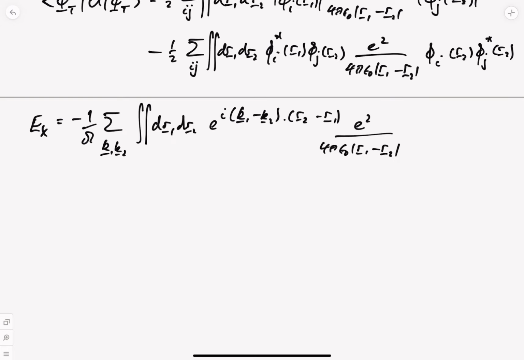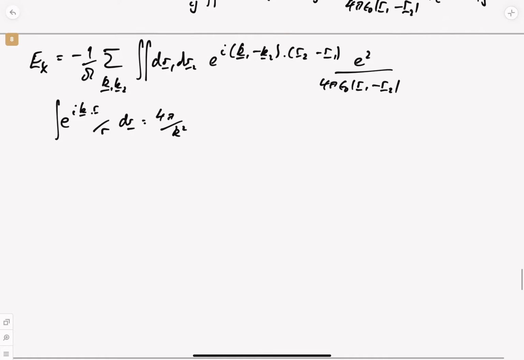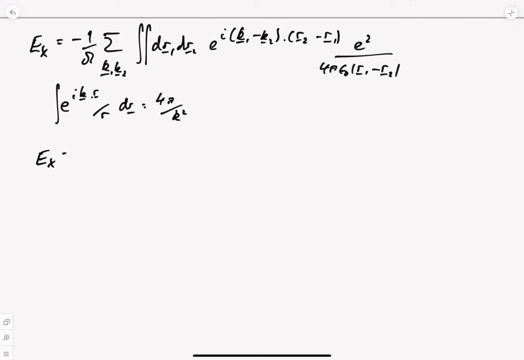We can evaluate the integral using a simple identity, which is that the integral of e to the i k dot r over r dr is equal to 4 pi over k squared. In which case we now find that the exchange energy Ex is given by minus e squared over epsilon naught omega multiplied by the sum over k1 and k2 of 1 over |k1 minus k2| squared.